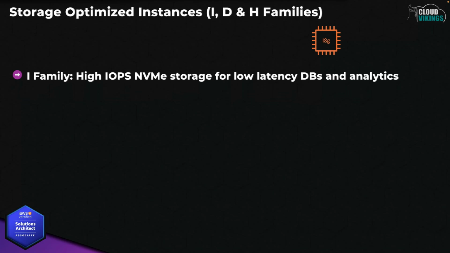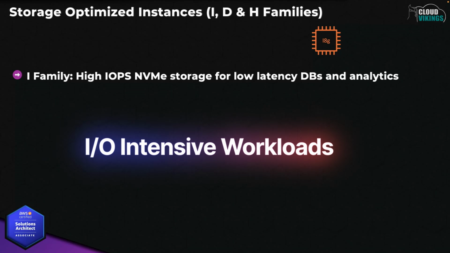Welcome back to part 2, exploring the EC2 instance types. Let's just jump right back into it, looking at the storage optimized instance families. Now, the storage optimized family includes instances like I8G, which are geared toward I/O intensive workloads.